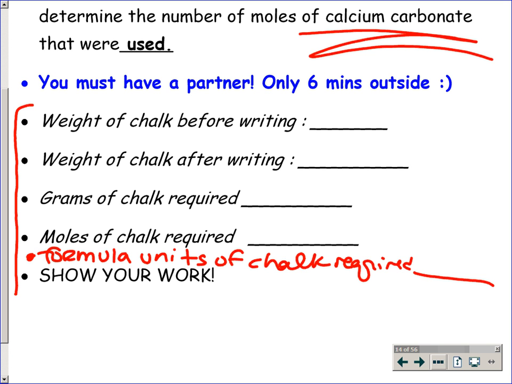All right, I'll see you back at your desk. I do need you to do a few things for me. One, it's okay if you're not done, you can finish at your desk. Two, chalk needs to come back into the little bin. Three, these scales need to be put back the way they were found. Chalk back, scales back. Let's go.